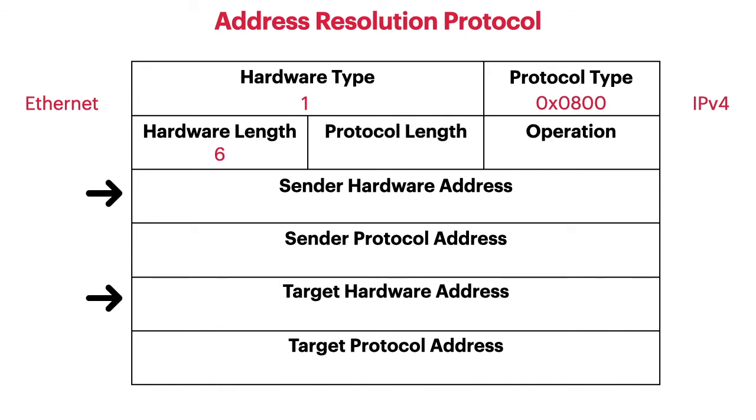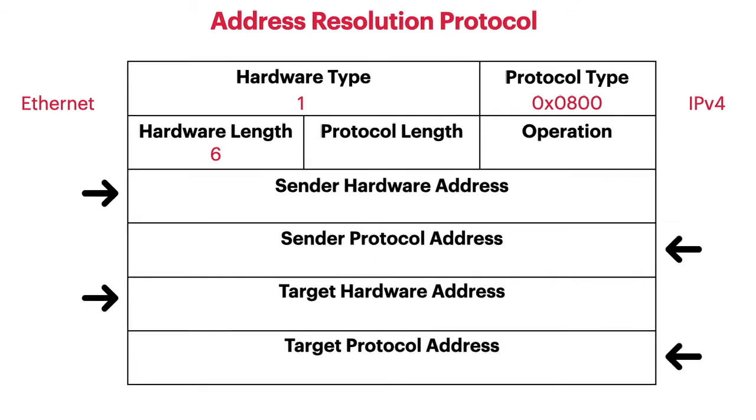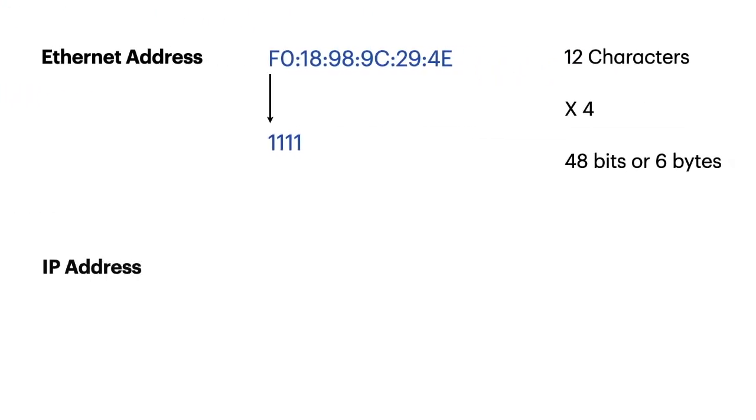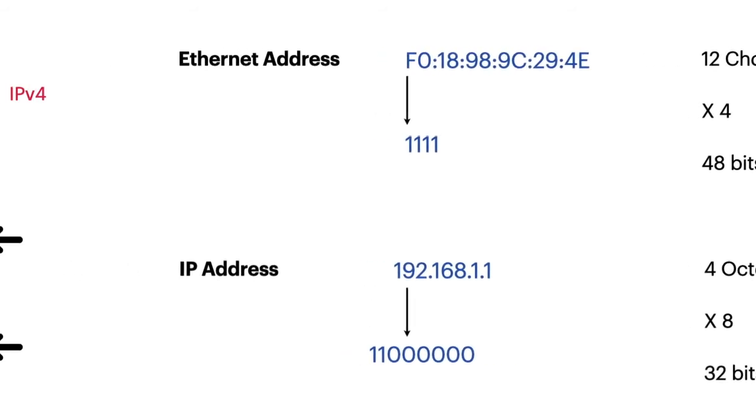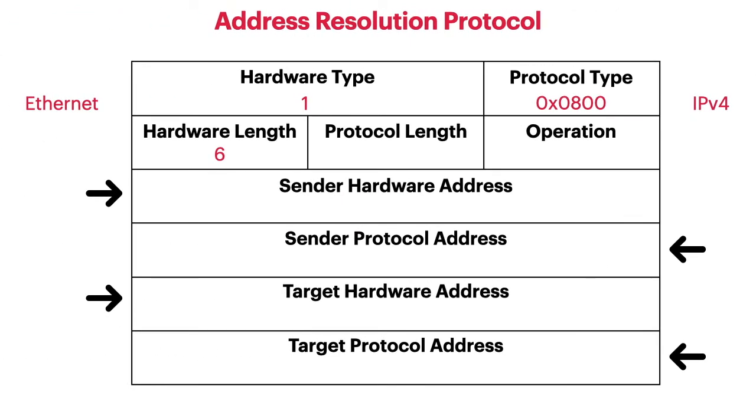Protocol length is 8 bits in length and defines the length of the logical address in bytes. An IP address uses dotted decimal notation, which means each octet is represented by 8 bits and there are 4 octets in total, so the IP address is 32 bits or 4 bytes long. So for IPv4 it is set to 4, which means the protocol address is 4 bytes or 32 bits long.